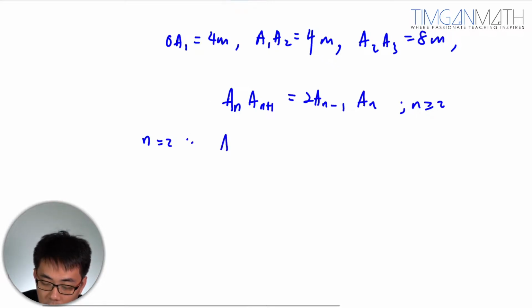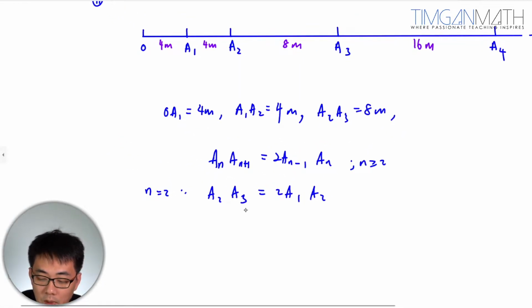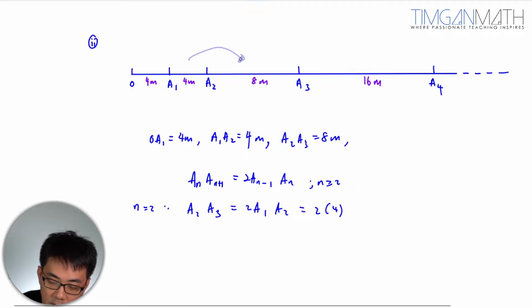But anyway, A2 here, then this will be A3. If n is 2, this is n1 and n2. Right, so A1A2, A2A3 is actually twice of the previous one. So this is 2 times 4. So it means that this is multiplied by 2 over here. This is fixed, okay? This is not part of the equation here.